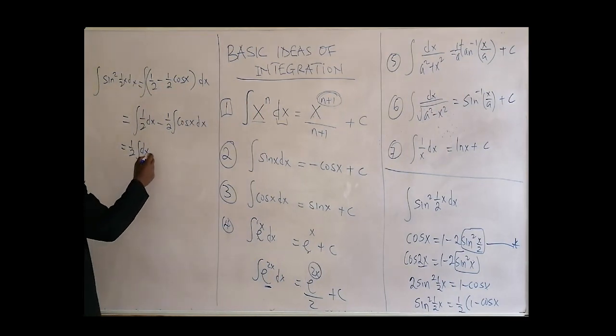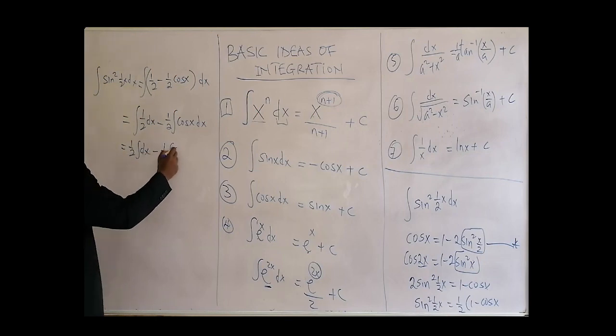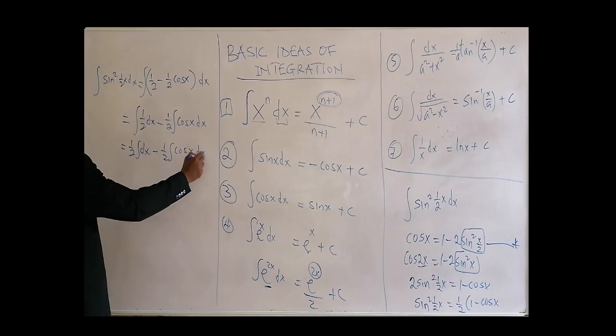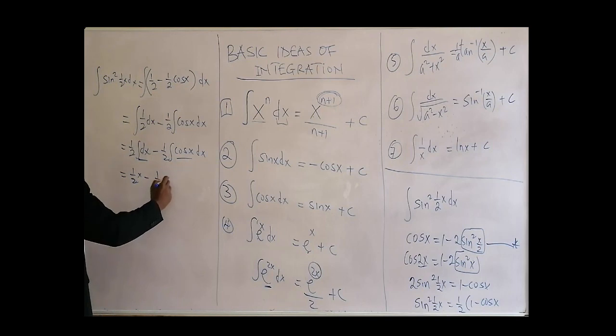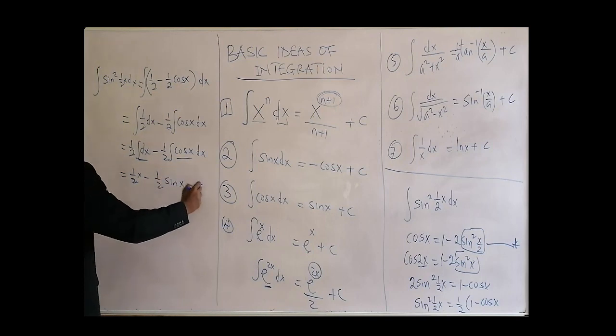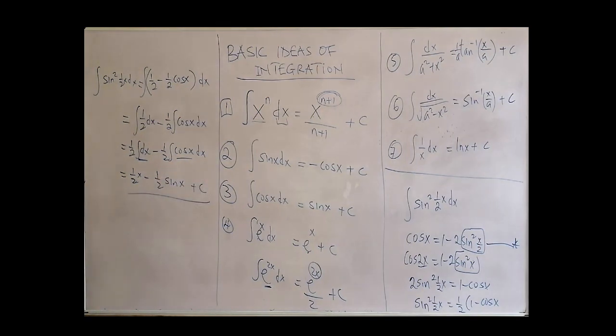That will give me half. Let me repeat the question again. Finally, I have the integral of dx, which is x. Yeah, integral of dx is x. Then minus the integral of cos x, which is sine x. And then plus c. So that's that on that question.